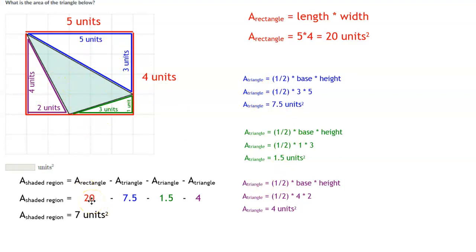So the 20 is the area of the rectangle. I'm subtracting out the area of each of the individual triangles, 7.5, 1.5, and 4, and I get 7. So the answer to this question should be 7 square units.